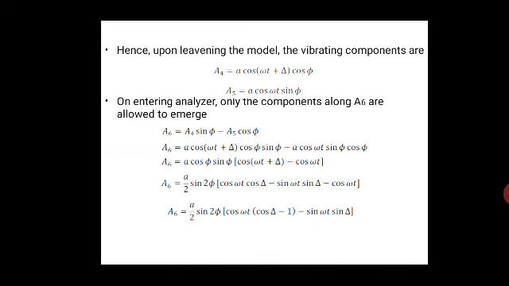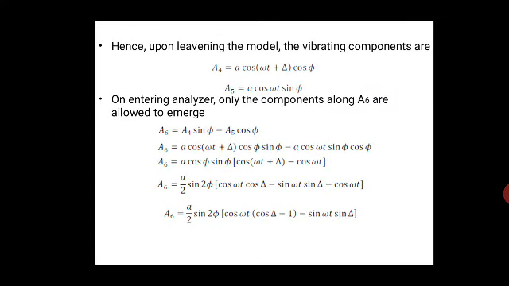Now whatever light is coming out of the model will be vibrating, and those vibrating components we can consider as A4 equal to A cos omega t plus delta cos phi. So on entering the analyzer, only the components along the A6 direction are allowed. Then we can rewrite the equation, for the light in the A6 direction, as A6 is equal to A4 sin phi minus A5 cos phi.